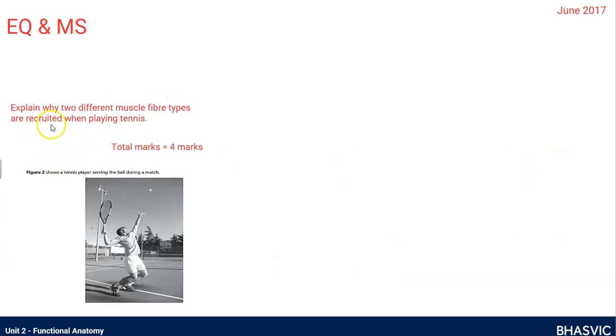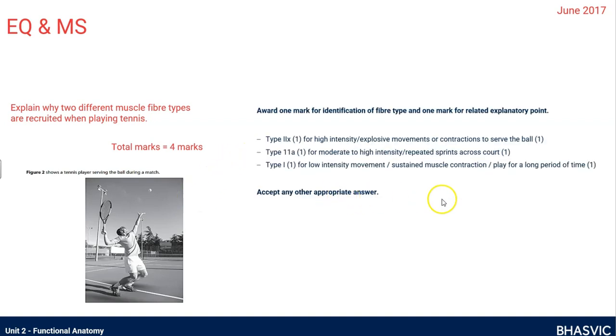Here's another one. Explain why 2 different muscle fibres are recruited when playing tennis for 4 marks. So again, the verb is explain, and they want you to talk about 2 fibres, not all 3. You could pick any of the 3 as your 2, as long as you say what fibre and say why, explain why. 2 marks for each choice of muscle fibre. There's the mark scheme. Have a look. It's nice and easy, I think, there.